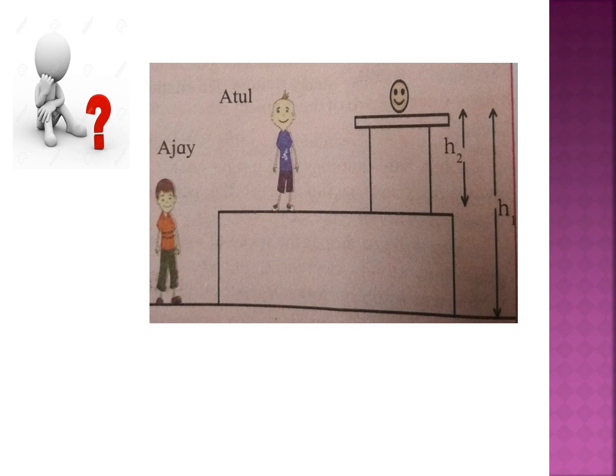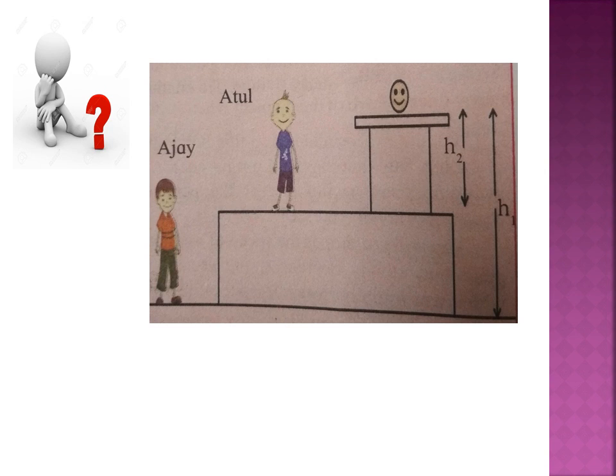Now you have to use your brain power. Here, Ajay and Atul have been asked to determine the potential energy of a ball of mass m kept on a table as shown in the figure. What answers will they get? Will they be different? What do you conclude from this?